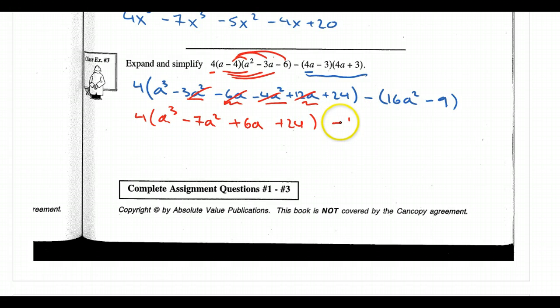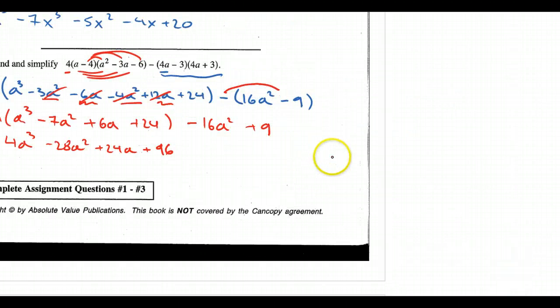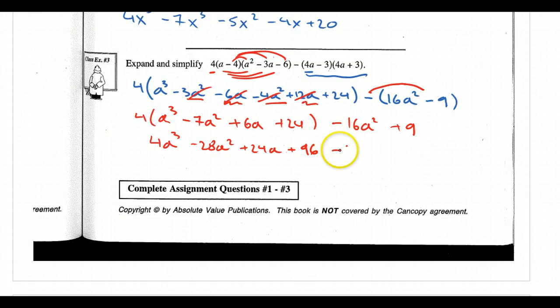So it's going to be negative 16a squared plus 9. This is a common mistake students make. They forget to distribute the negative to every term in the bracket. Okay, finally I have 4a cubed minus 28a squared plus 24a plus 96, minus 16a squared plus 9.